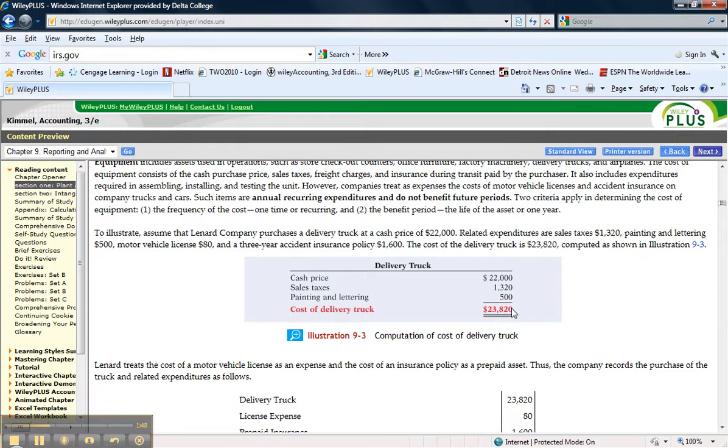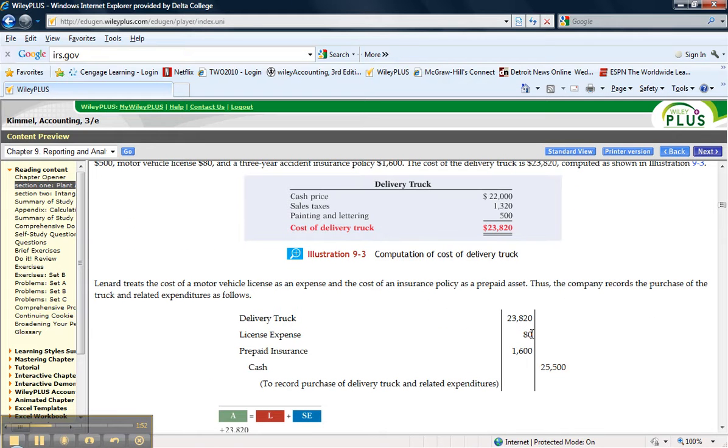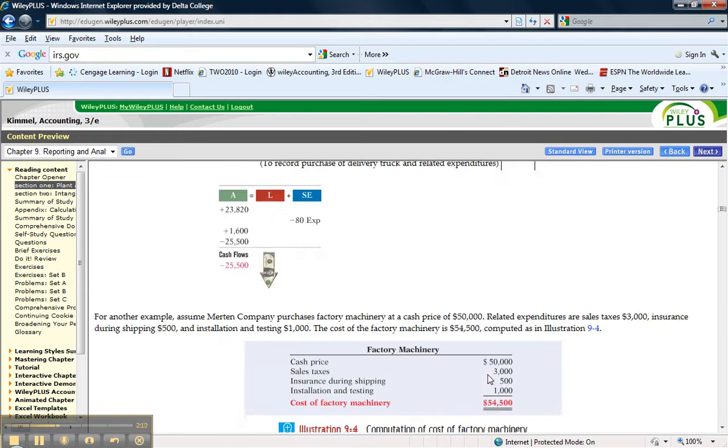Okay, you can see that the first three costs go into the cost of the truck, but the other costs that are recurring in nature, that are regular operating costs, those don't get included as part of the truck. Part of the truck are kind of like one-time charges. You can think of these other ones as recurring operating type charges, and they would get recorded separately. So that's how you record the truck purchase.